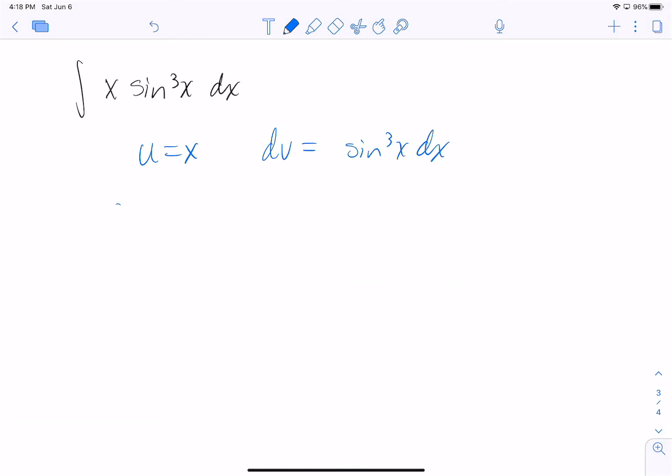Since u is x, du is equal to dx, and folks, that's the only easy part of this exercise, I think. We're going to have to buckle in. dv is sine cubed of x dx. We need to anti-differentiate that in order to get v. I'm not ready to write down v equals though. What I'd like for you to do is pause the video and come up with what v is if dv is the sine cubed of x dx.